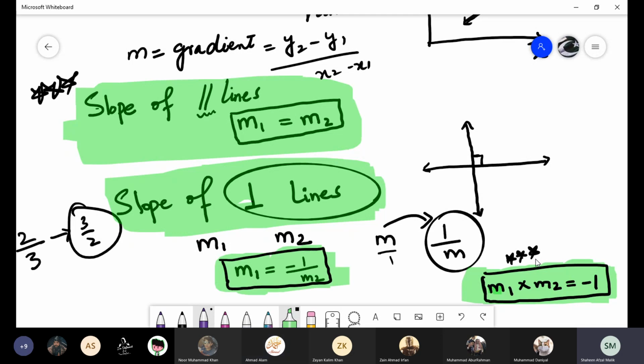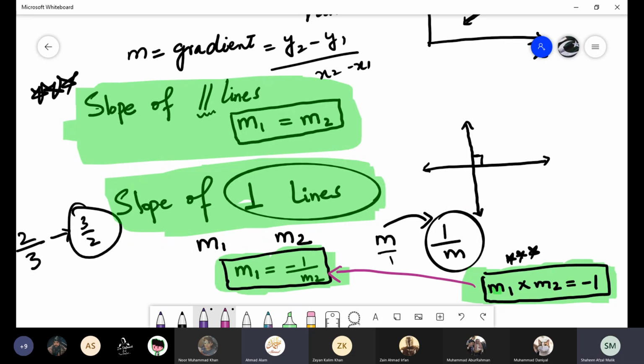If one value is given and the second is missing, how can we find it? We move this m2 to the other side. It is multiplied on this side, so when you shift it to the other side, it will be divided. So it becomes the negative reciprocal of that. They are interrelated. Now you get it?